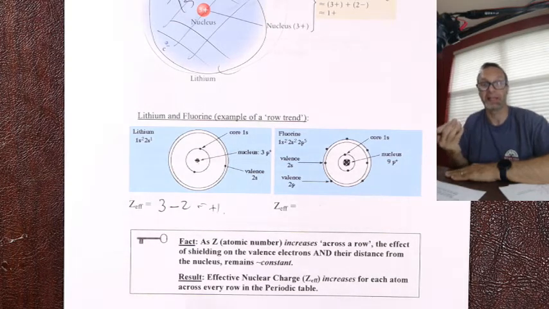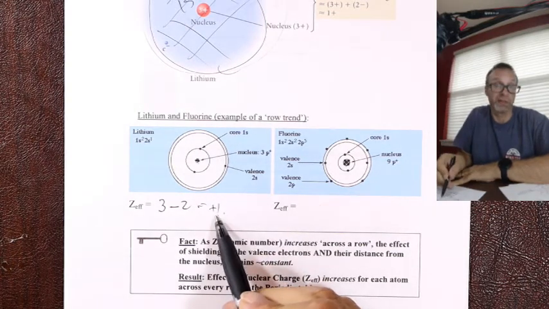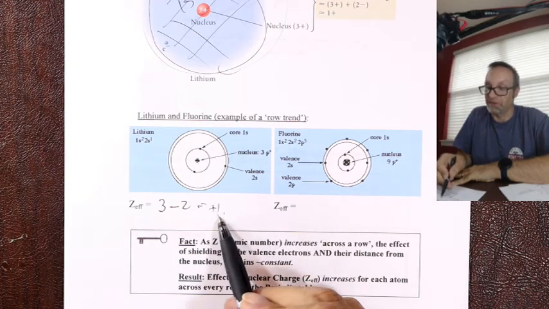Things that are highly electronegative, electron stealers, will necessarily have a higher effective nuclear charge. Things that are low in electronegativity, like lithium, which can't get much lower than 1, have a low effective nuclear charge. So let's do the fluorine.